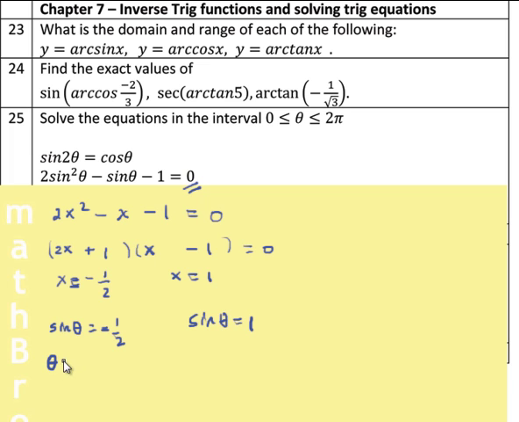So for quadrant 3, we have theta is equal to 180 plus 30, or 210. For quadrant 4, theta is equal to 360 minus 30, or 330. Here sine theta is equal to 1. Remember the sine graph, it looks like this. So sine theta equals 1 right here at 90 degrees. And just add on the n360, and that's it.